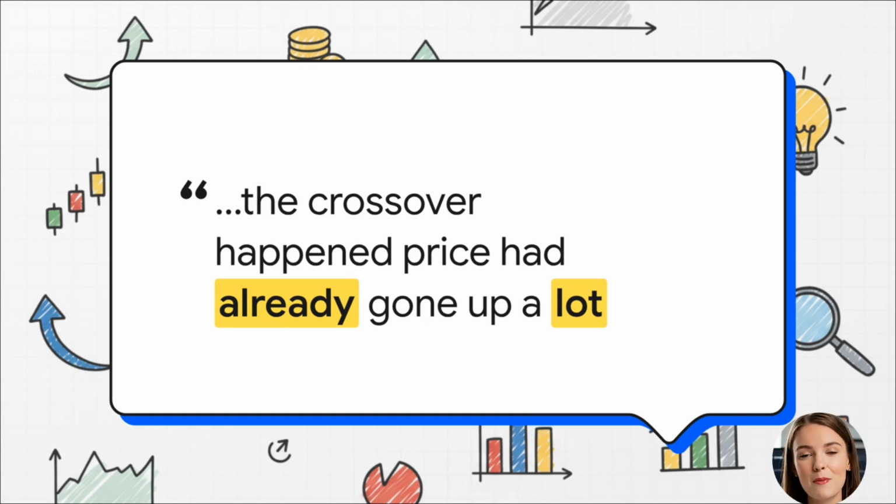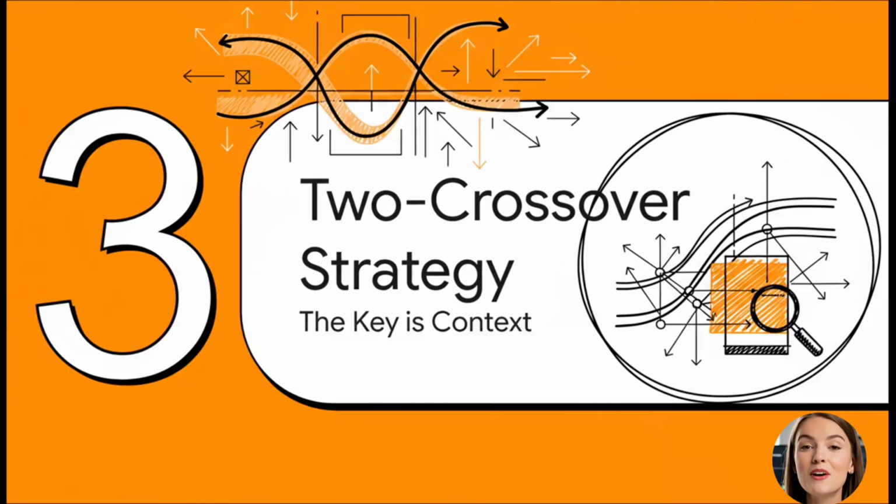You end up buying late, your stop loss has to be miles away, and your risk to reward is just terrible. So, if breakouts are unreliable and simple crossovers get you in way too late, what's the alternative? Well, this brings us to the core of today's explainer, a strategy that uses the same exact signals but adds a critical layer of context.